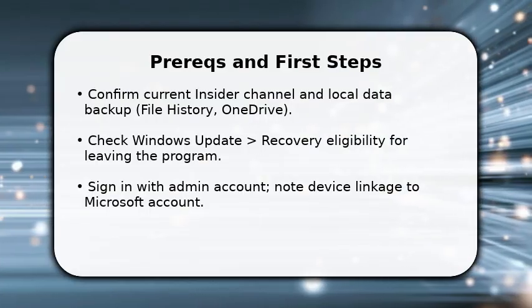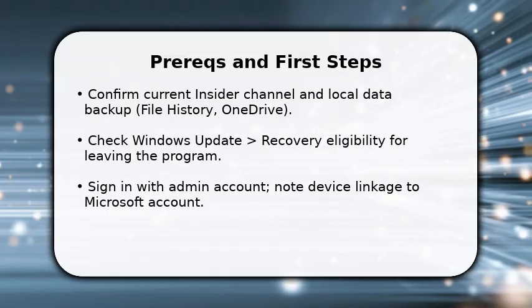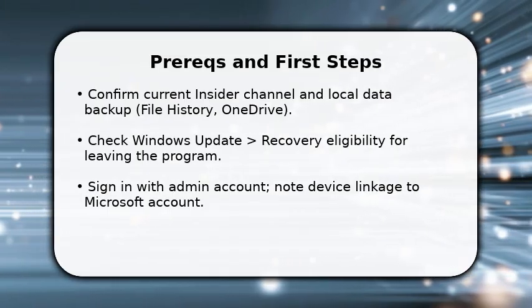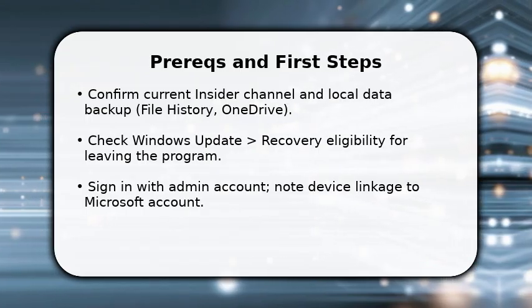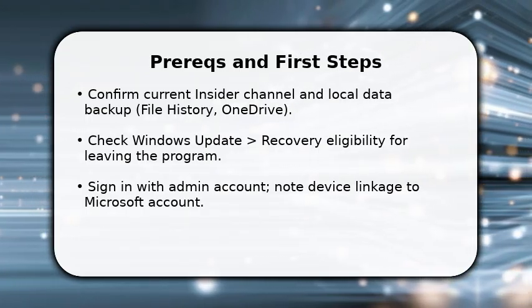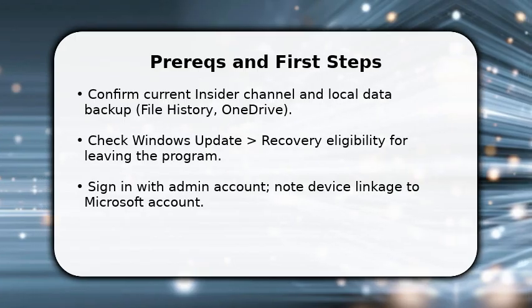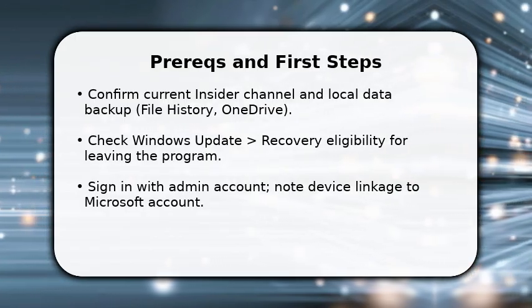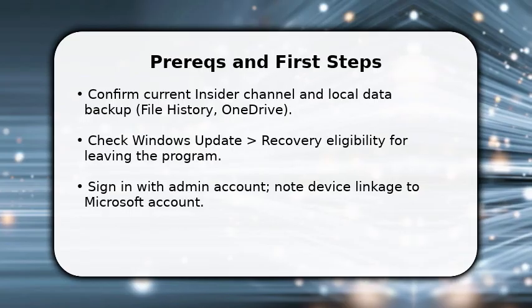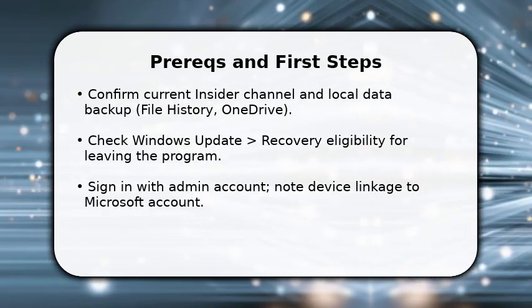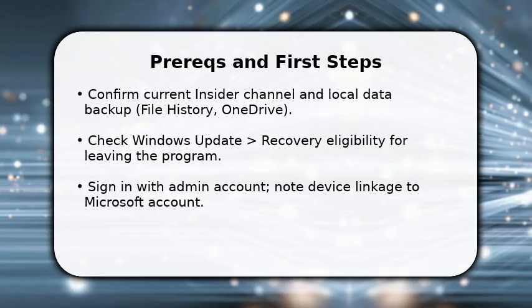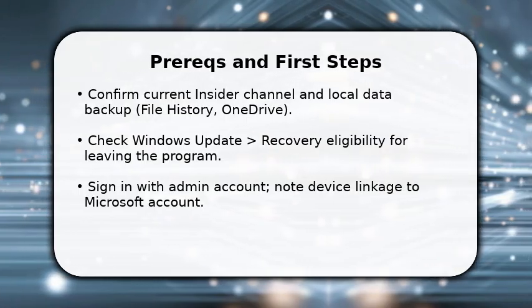You start now by confirming prerequisites. You must back up your files and sign in as an administrator so you don't lose settings. Once done, open Settings and go to Windows Update to view your Insider settings and the active channel. Make sure the device is linked to your Microsoft account so you can manage enrollment. If the recovery option is visible, you're ready to proceed. Otherwise, stop and back up again to avoid data loss.